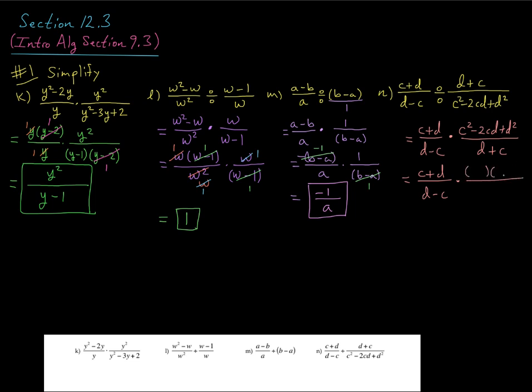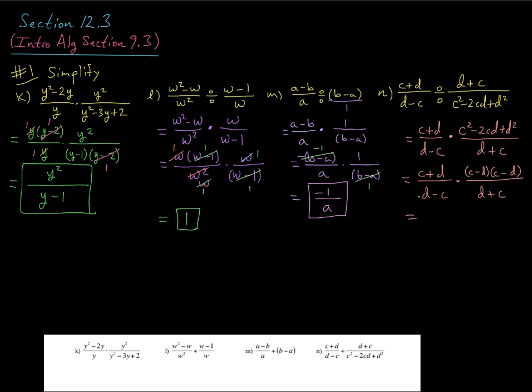This will factor as a product of two binomials. I have my d plus c here. And now to build a c squared, I'm going to need a c and a c. And then to build a d squared, I'm going to need a d and a d. And then to get a minus 2cd for that middle term, these are both going to have to be negatives. All right. So now everything's in factored form, so we can start dividing stuff out. A couple of things: c plus d and d plus c are really the same thing, so these are going to divide out.